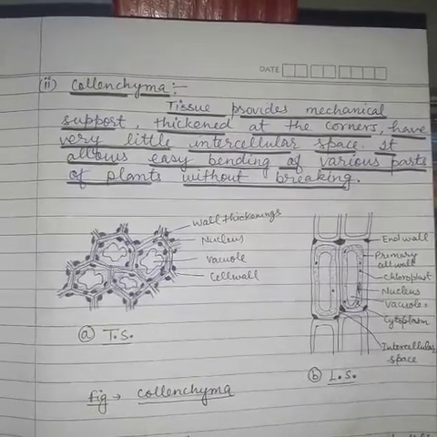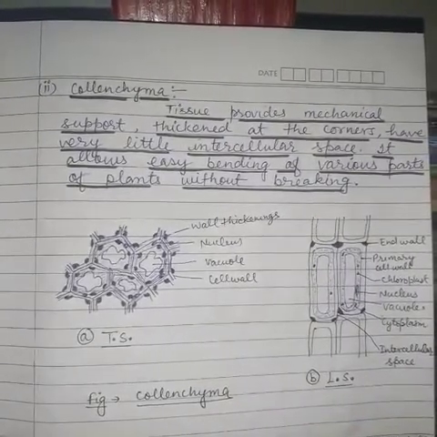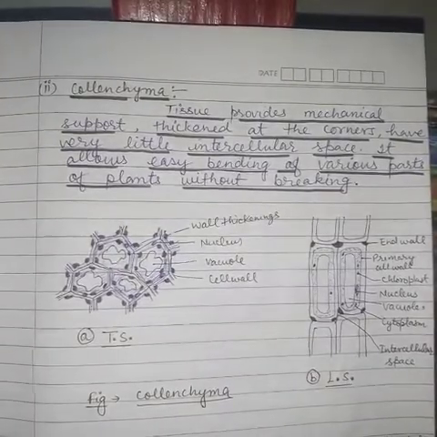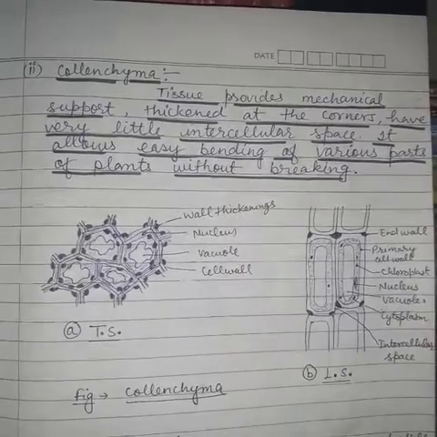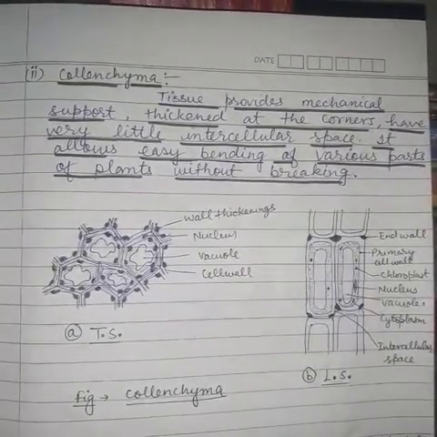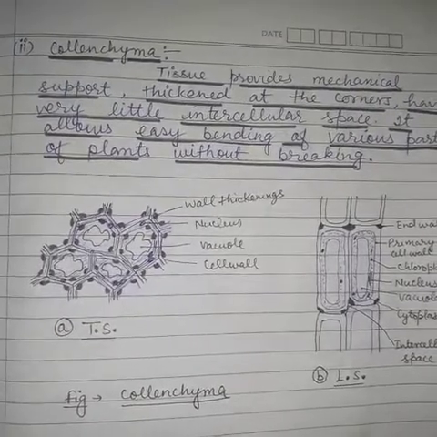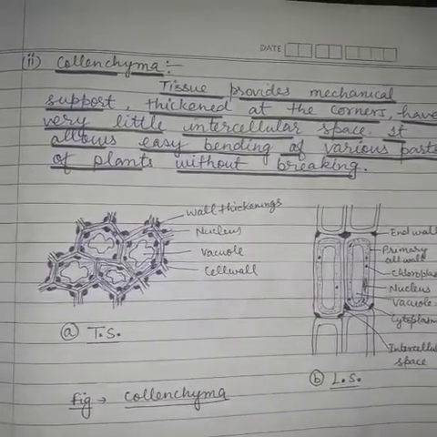Here is the transverse section and also the longitudinal section of collenchyma, in which you can see figure A. Wall thickening, nucleus, vacuole, and cell wall are present in the transverse section.